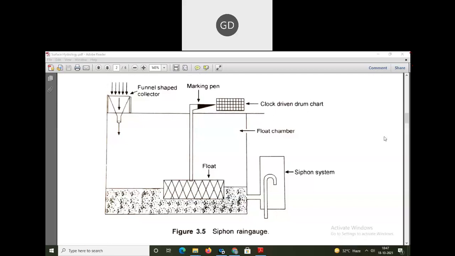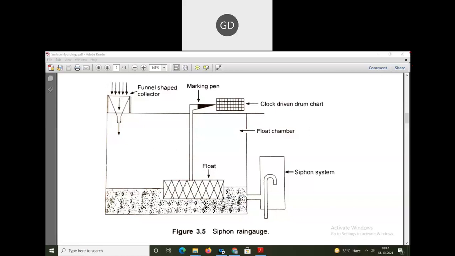So basically, this floating type of rain gauge is also known as the siphon type of rain gauge. It consists of a funnel shaped collector, which you can see here, and it leads to the floating chamber. As the rainfall gets accumulated on the collector, this whole thing is the collector.